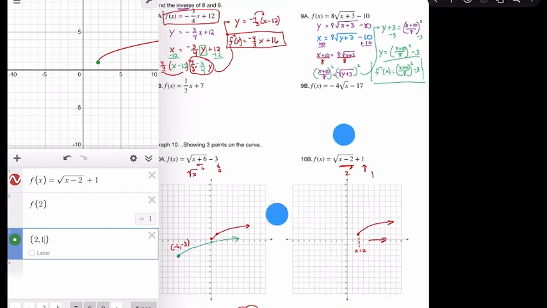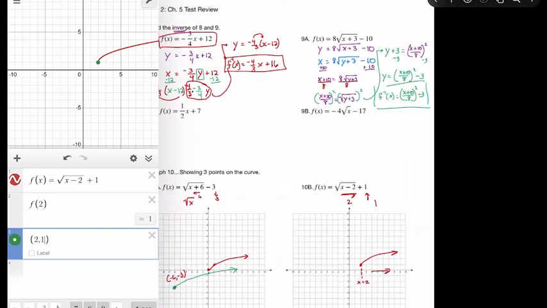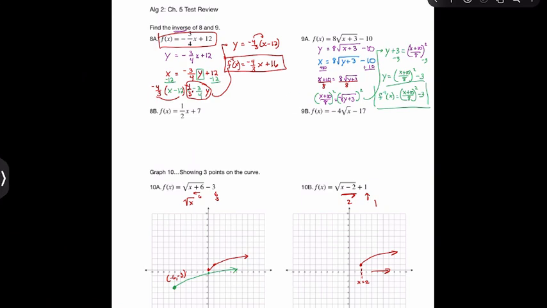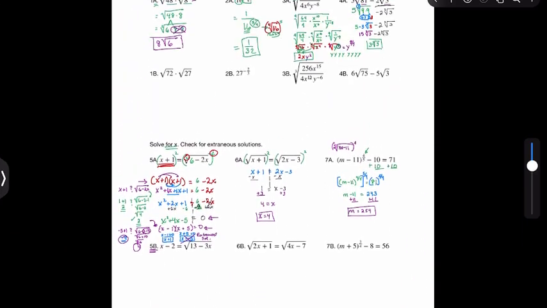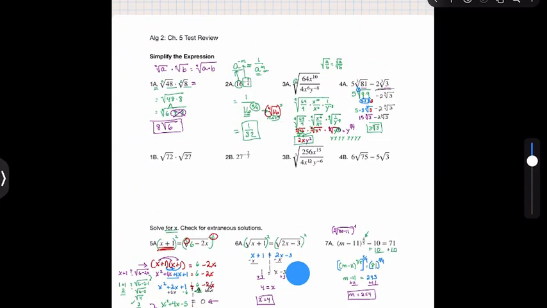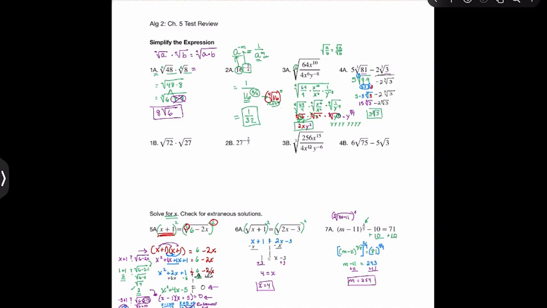All right, that should be everything you need. We did the front, all of that in the past couple of days, so hopefully you can solve the rest of those. Good luck on your test tomorrow.